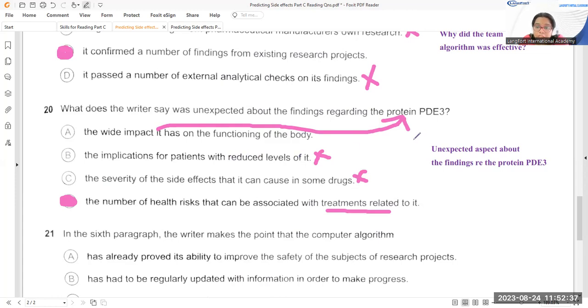Nobody talked about patients with low levels of PDE3. Nowhere have they mentioned some drugs and the severity of the side effects when it comes to the protein PDE3 and some drugs. No. Okay. But they talked about, they knew some health risks, but they didn't know the number of other health risks, a variety of other health risks affecting the urinary tract, ears, kidneys, muscles, and so on and so forth. So that's why D is the answer.